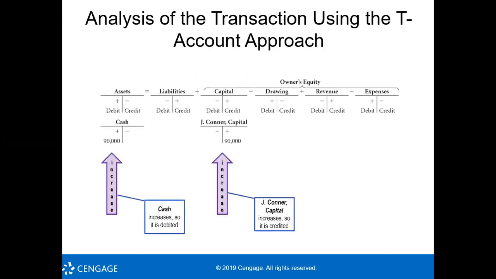And so again, just like we got practice with in chapter 1 and chapter 2, the owner's investing money into the account. So we've got cash going up. We debit cash, 90,000, and then owner capital going up 90,000. So we credit owner capital. Hopefully we remember that assets increase with the debit, decrease with the credit. Liabilities, capital, revenue increase with a credit, decrease with a debit.